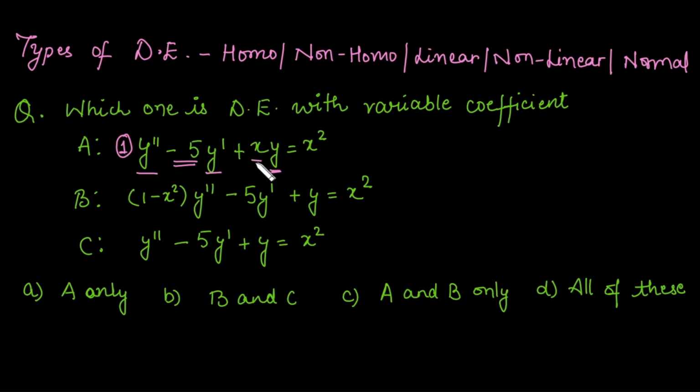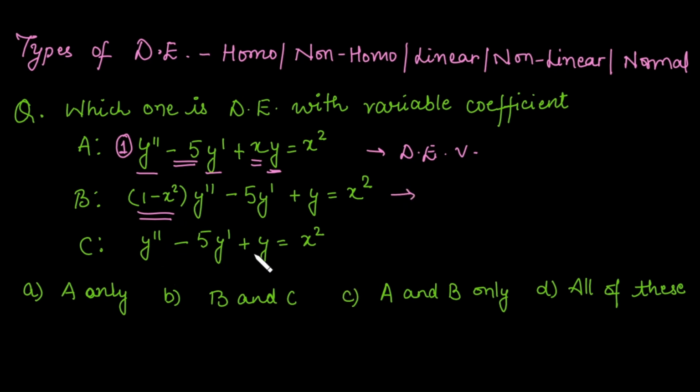Coefficient of y, that is x. Now we have a variable coefficient in this case. It means this is a differential equation with a variable coefficient. Now what about the other? So in this case, the second order derivative has a coefficient in terms of the independent variable, that is x. So again, this is a differential equation with a variable coefficient.